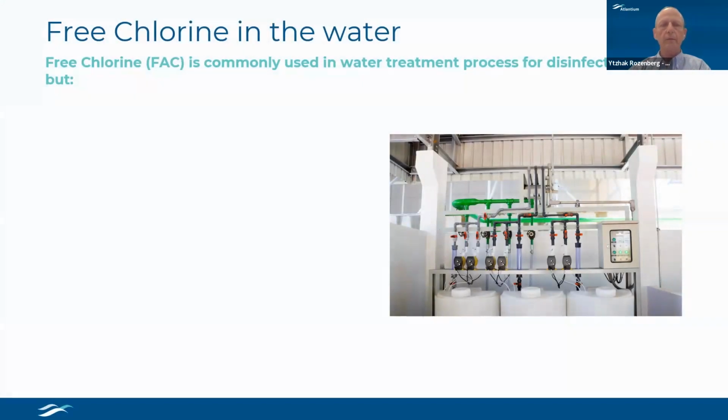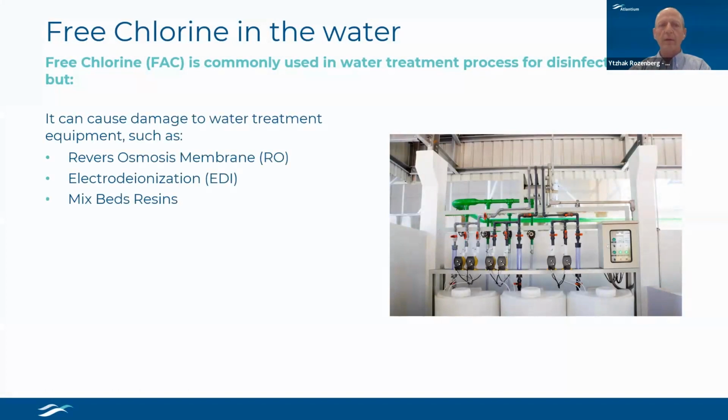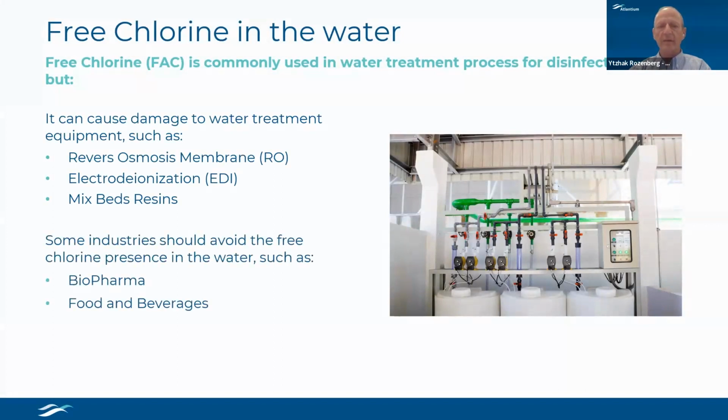Free chlorine, or free available chlorine, is commonly used in water treatment processes for disinfection. However, it can cause damage to water treatment equipment such as reverse osmosis membrane, RO, EDI, mixed beds resins, and others. Some industries should avoid the free chlorine presence in the water, such as biopharma, food and beverage, and others. So there is a need, following the disinfection process, to take out, decompose, eliminate the free chlorine from the water. And this is the subject of this session.